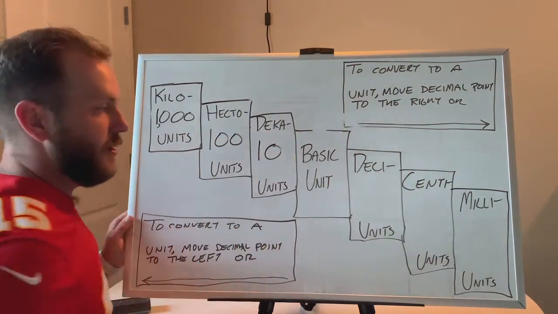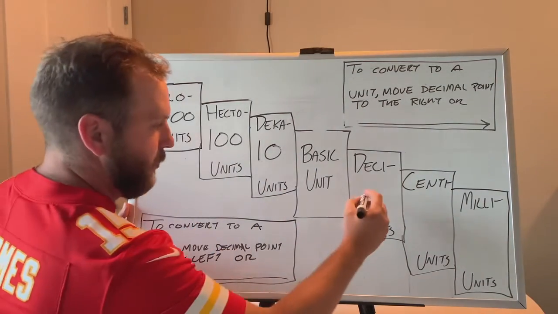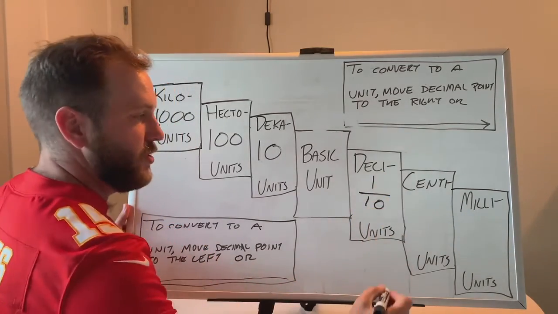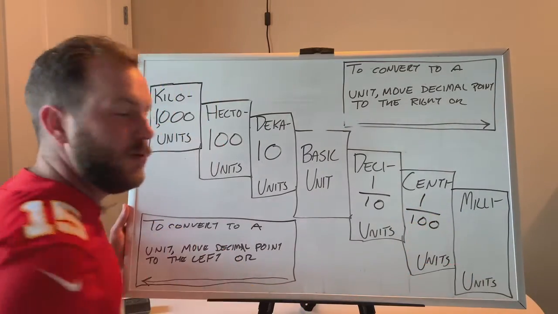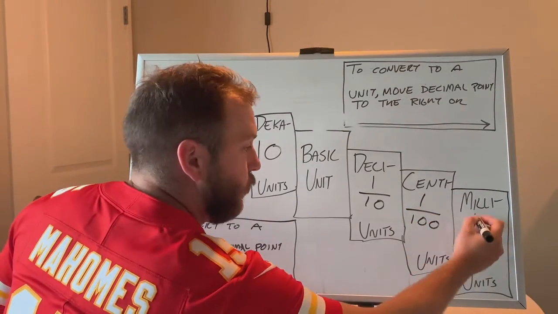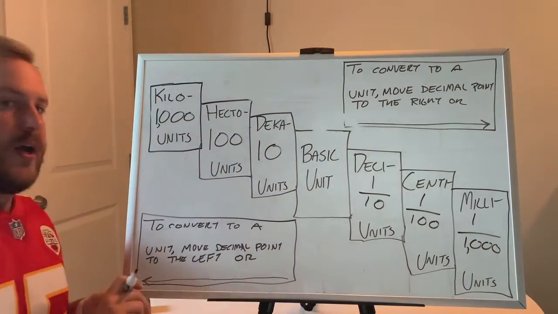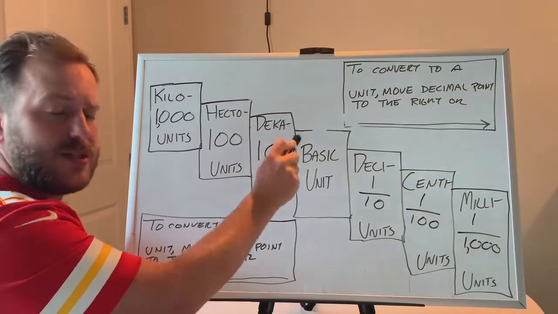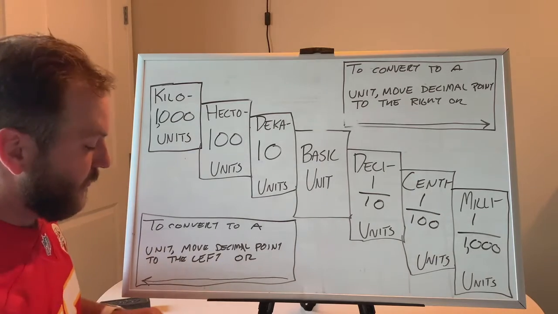Deca is 10 base units. A base unit is 1, so we can just leave that blank. A deci is 1/10th of a base unit. A centi is 1/100th of a base unit. And a milli is 1/1000th of a base unit. All right, so what you're seeing here is that each step on this staircase represents a factor of 10. And we're going to use that to our advantage.